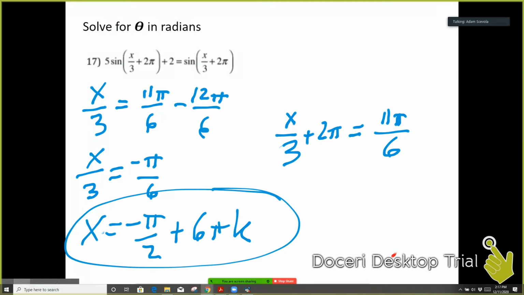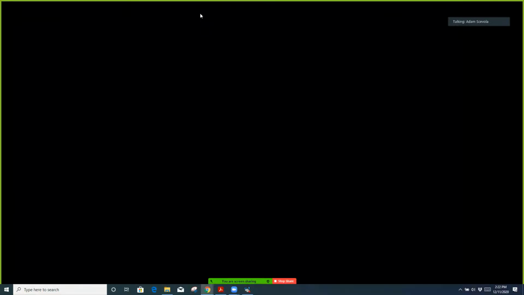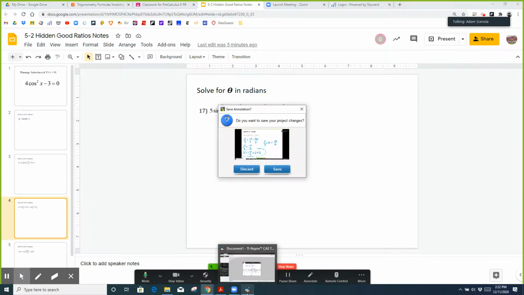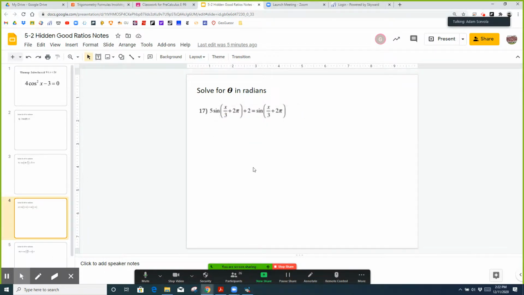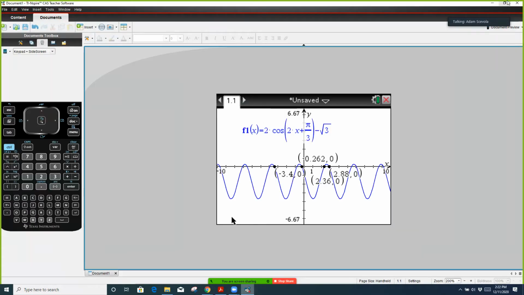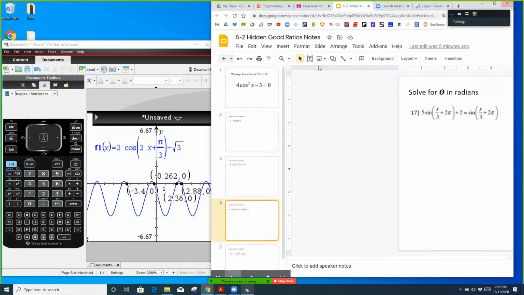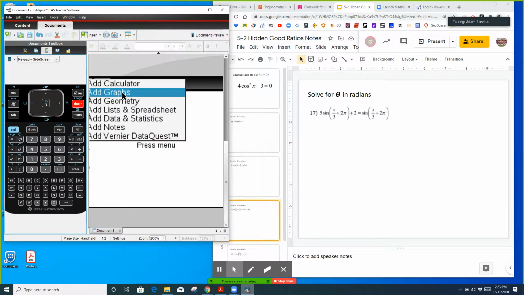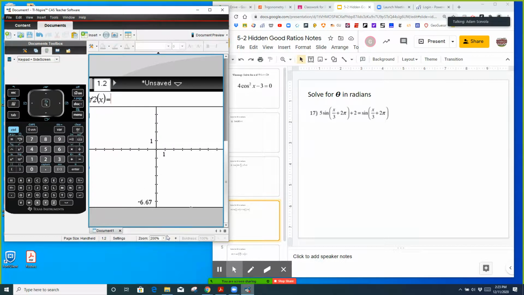All right, now let's check our work. So I'm going to graph. You could graph both sides, or you can graph one side and set it equal to 0. It's always good to check your work so you know how you're doing. So I'm going to open up a new graph here. I'll zoom out so you can see it better.